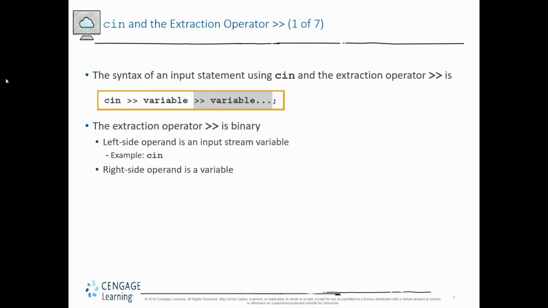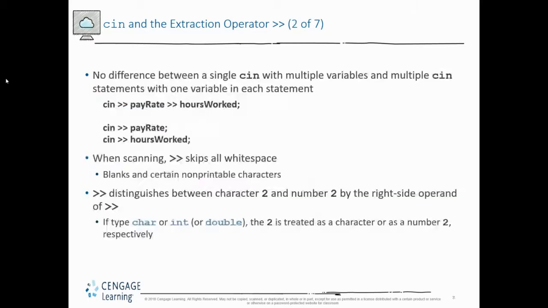The extraction operator is binary. That just means that the left side is the input stream, that's the cin in this case, and on the right side is the variable, right? So we've done this quite a bit already. Okay, so now there's no difference between a single cin with multiple variables, and I demonstrated this too in that little example from chapter 2. I coded it and I showed you guys that we can have it, and then I actually did it for you in class where I had them in one statement. So like where you see here, cin greater than pay rate, greater than hours worked. What that means is whatever the user types in first is going to be assigned to the pay rate variable.